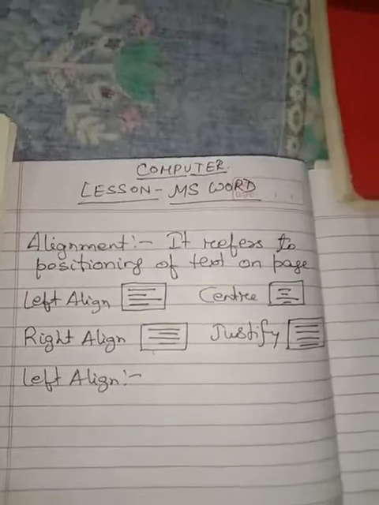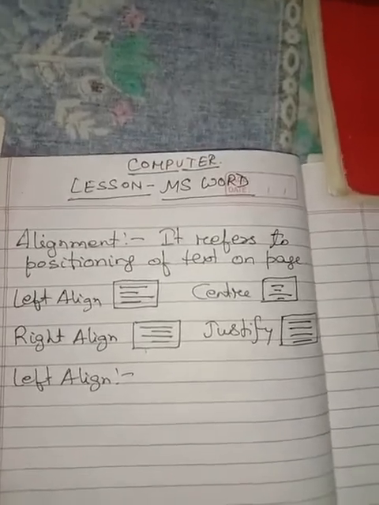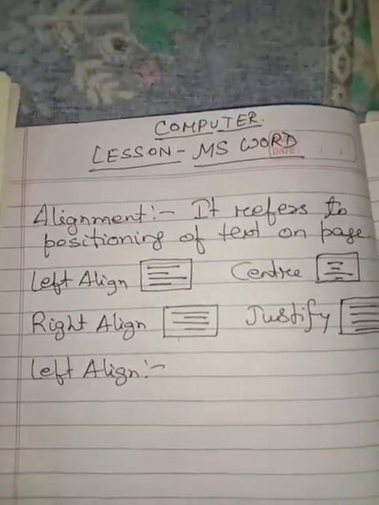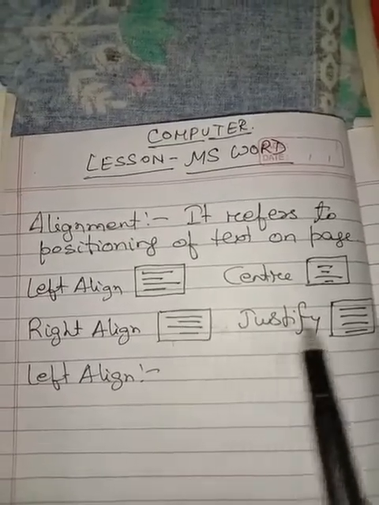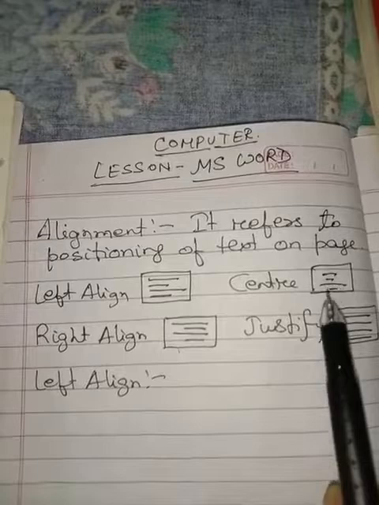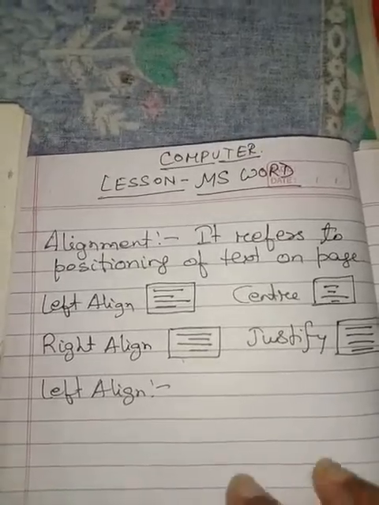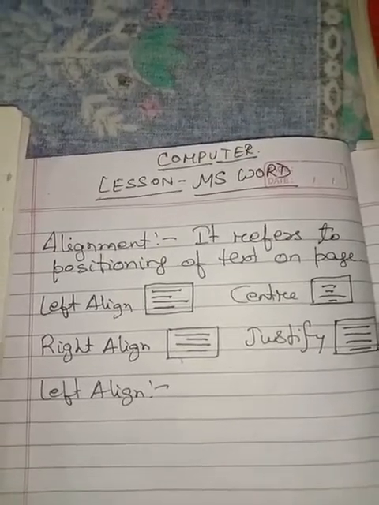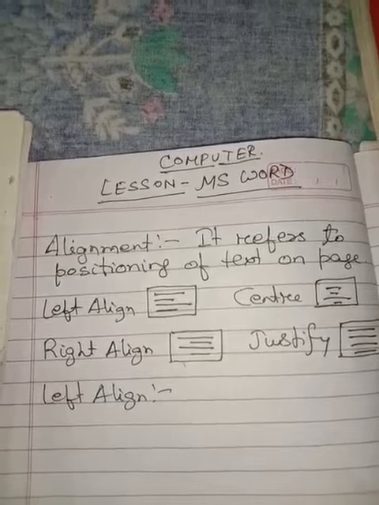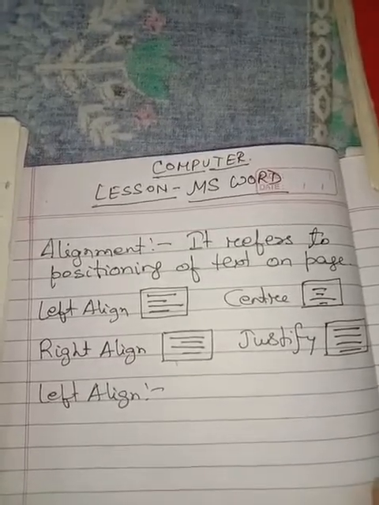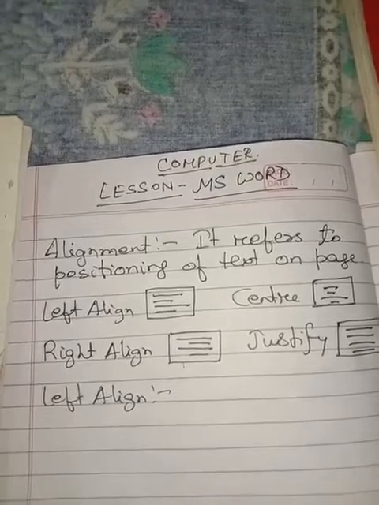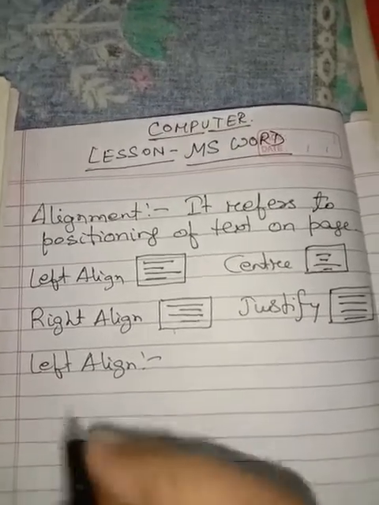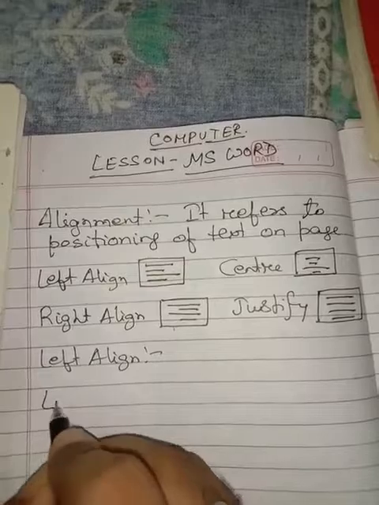Now, in order to align the text, we have to follow a certain path. Either we can click on the alignment buttons on the standard toolbar, or first of all we select the paragraph and then align it according to our requirement. We also have the Font option, in which we can go and select the alignment. Next comes the topic line spacing.